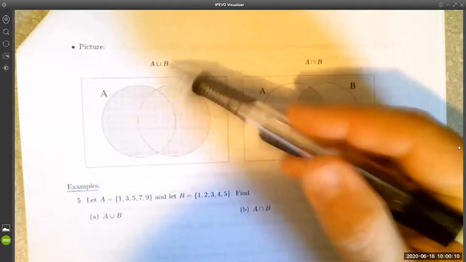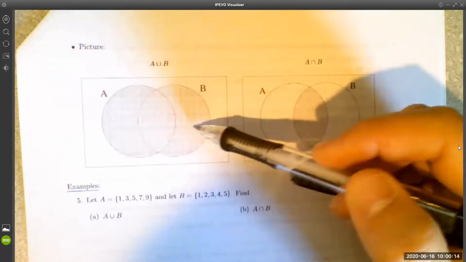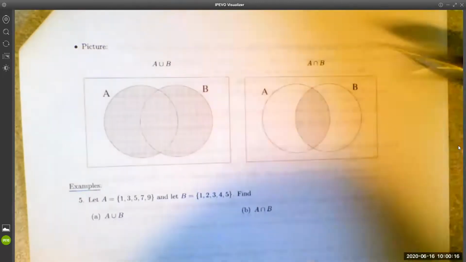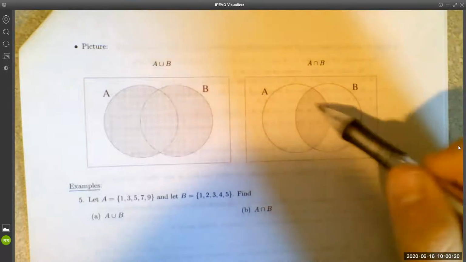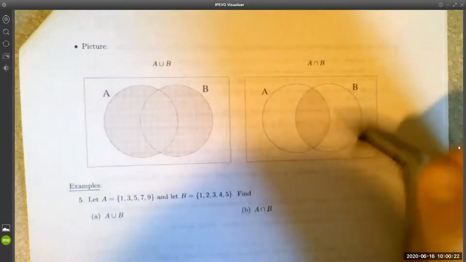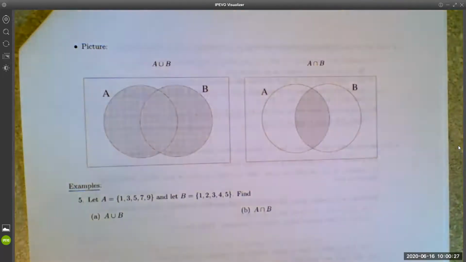A union B would be all of it. It would be all of the stuff in both sets, okay? A intersect B would just be the stuff that A and B have in common. It's just this little space where A and B overlap. Okay, so hopefully you've got the idea.